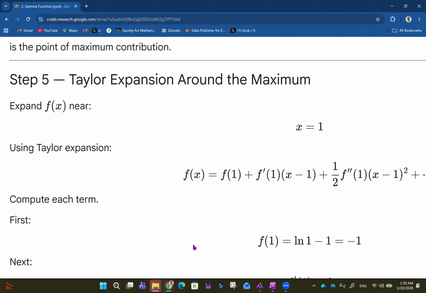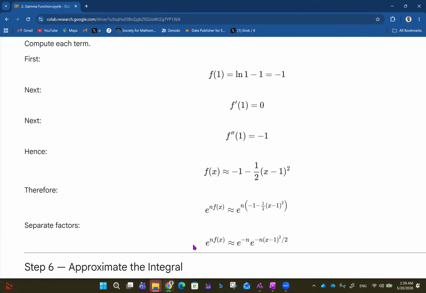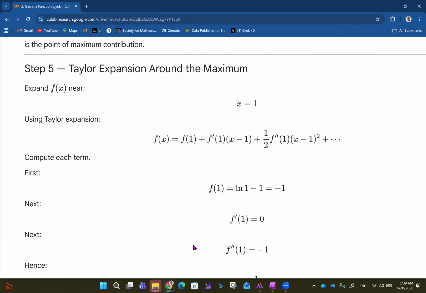So what do we then do? We now go for Taylor expansion around the maximum. Remember Taylor and Maclaurin series. I think we treated that under one of the previous playlists, under different circumstances, especially under scientific computation with Python, I think. So Taylor expansion around the maximum now. We expand f of x near x equals 1.